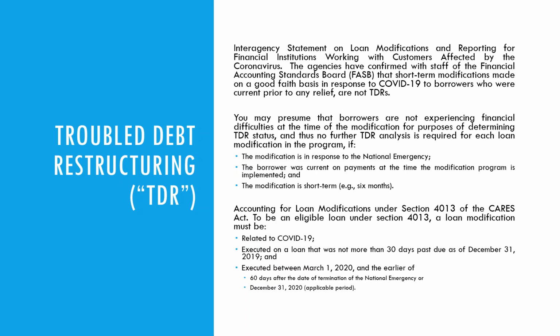So the second bullet in the middle of the slide here is how you can presume that borrowers are not experiencing financial difficulties when they need the modification that is outside of COVID. So if the modification has to be short-term, 6 months or less, the borrower was current on payments at the time the modification program was implemented, and the modification is in response to the national emergency.